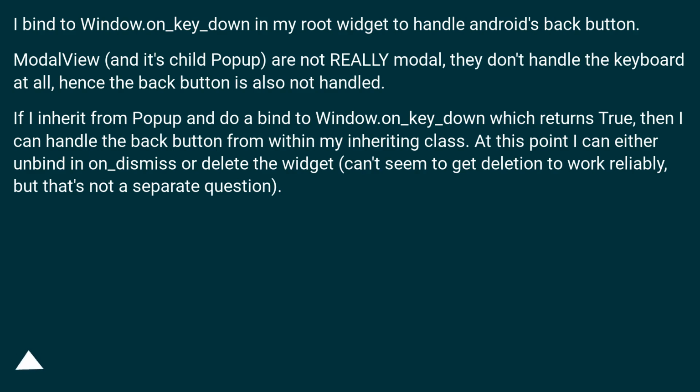If I inherit from Popup and do a bind to Window on_key_down which returns True, then I can handle the back button from within my inheriting class. At this point I can either unbind on_dismiss or delete the widget. I can't seem to get deletion to work reliably, but that's not a separate question.